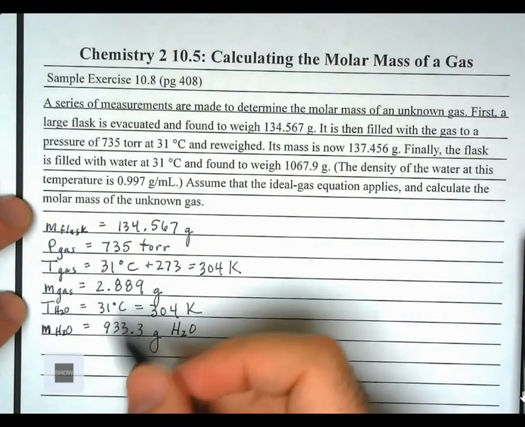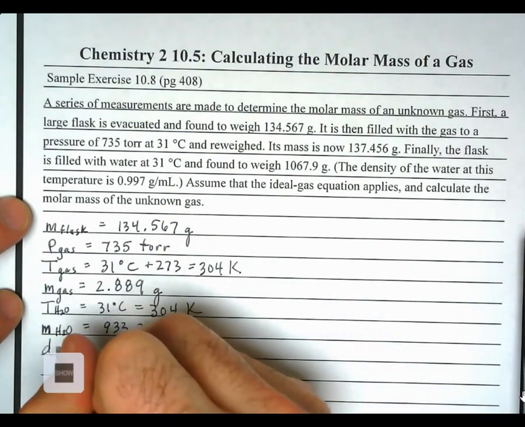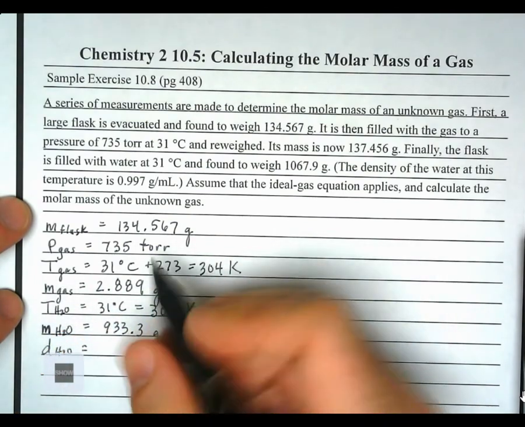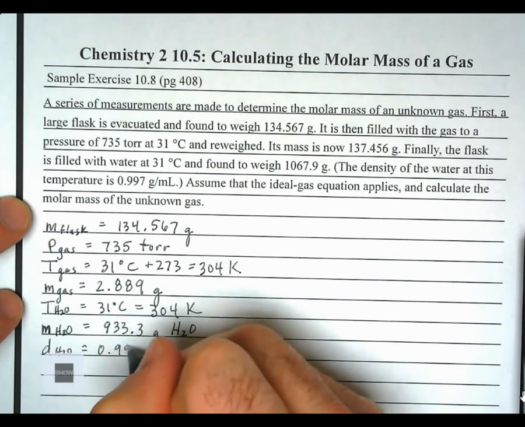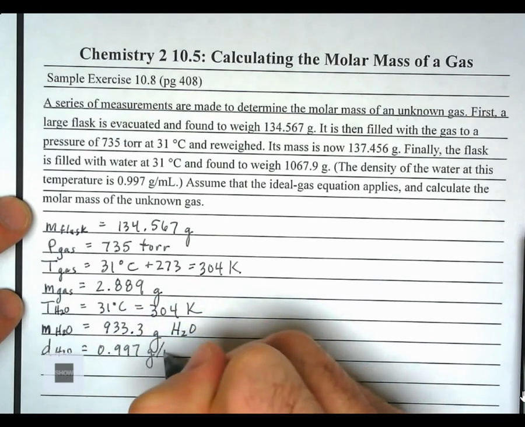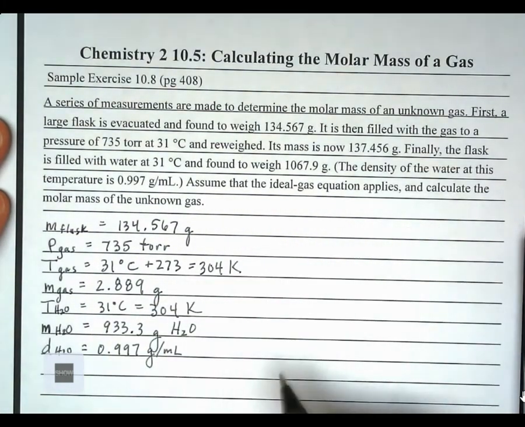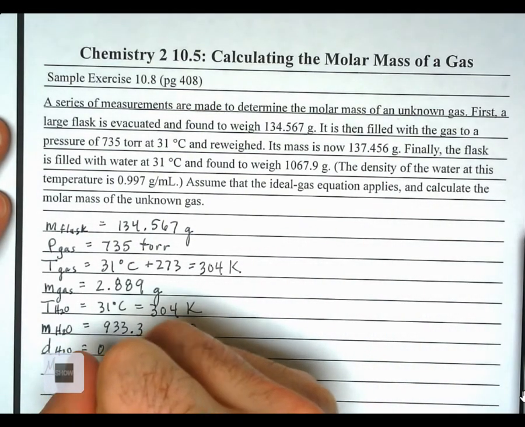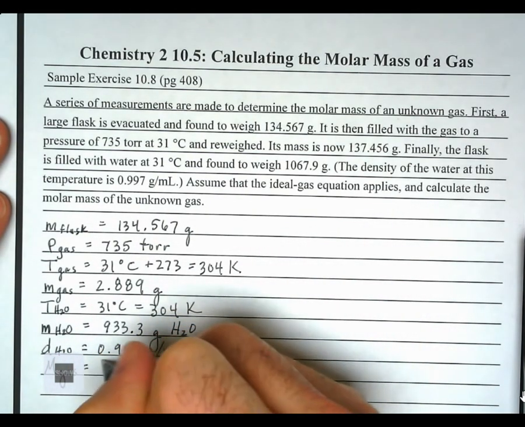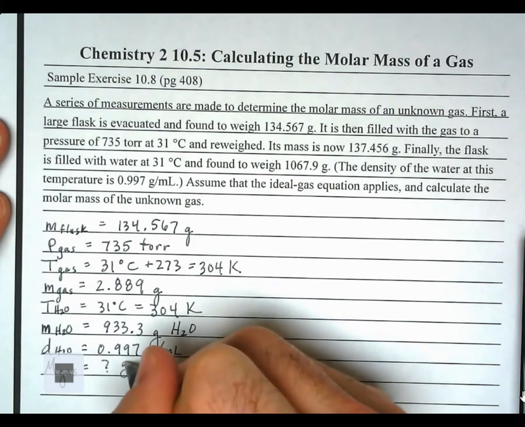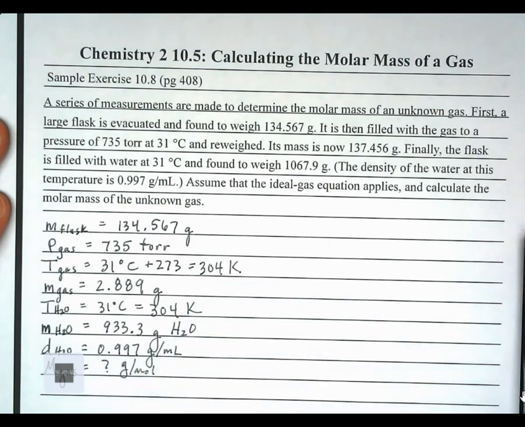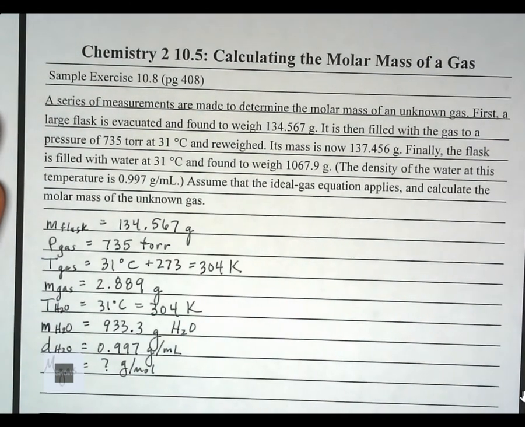And then they give us the density of water is 0.997 grams per milliliter. Okay. Assume the ideal gas equation applies. Calculate the molar mass of the unknown gas. We want the molar mass of the gas. Equals what? We don't know, in grams per mole. All right, so we've got a lot of variables. This is just trying to help keep everything straight, so we know what we have.